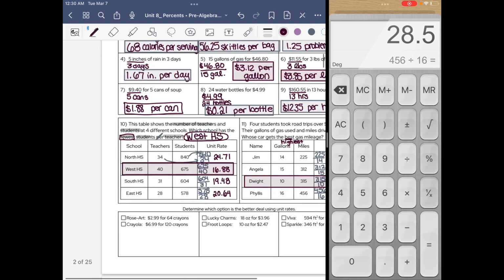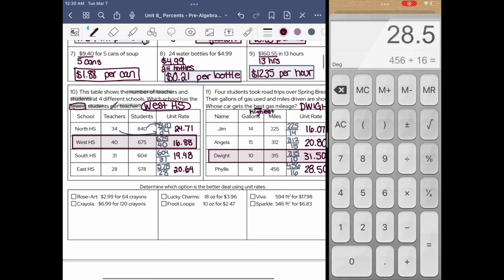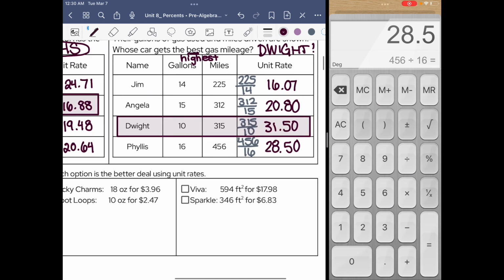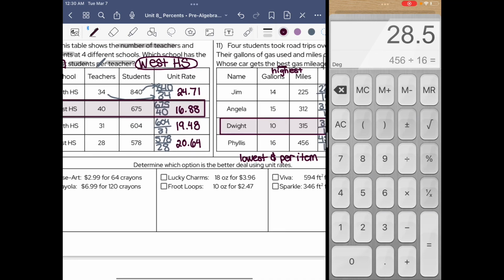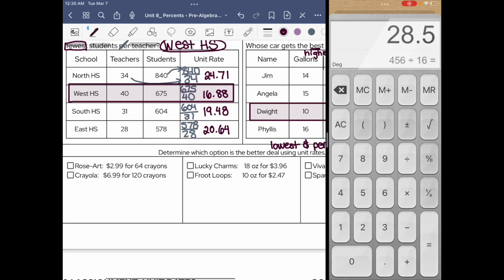All right, a couple problems left at the bottom. They are the exact same thing we just did, and it wants to determine which one is the better deal. Whenever we are talking about better deals, guys, that means you want to pay the lowest amount of money per item. That's what good deals are, we're saving money by spending the least amount. Okay? So all we have to do is divide them in our calculator. 2.99 divided by 64 and 6.99 divided by 120. And I'm going to go ahead and write the decimals to the side.